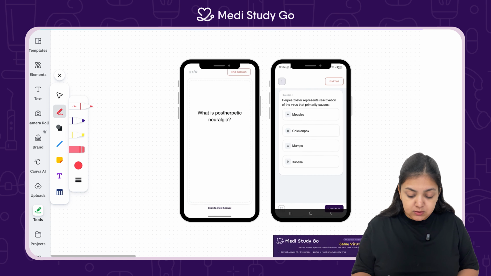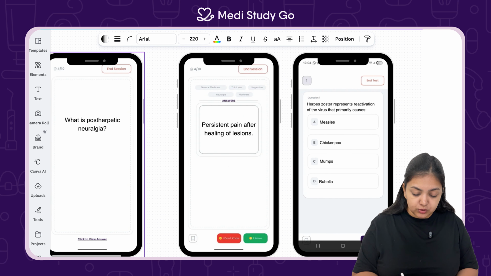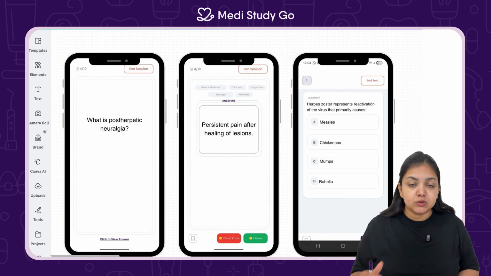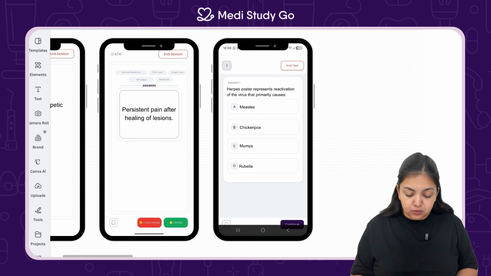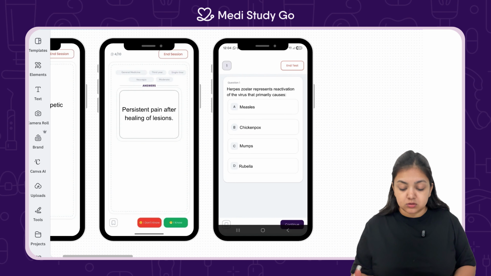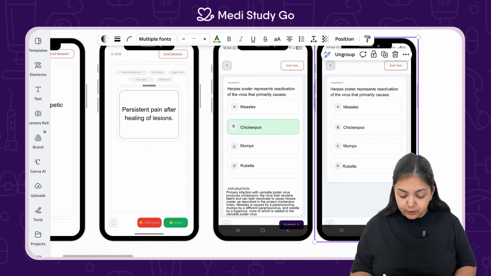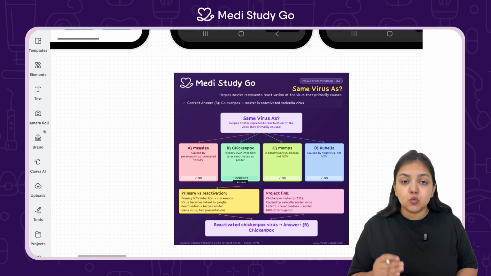For example, what is postherpetic neuralgia? If you solve this flashcard, just flip it over. You can view the answer very easily. That it is persistent pain after the healing of lesions, which is the third stage of herpes zoster infection. If you solve an MCQ, herpes zoster represents reactivation of the virus, which primarily causes what? So primarily it causes chickenpox. If you flip it over, you can visualize the answer along with a detailed explanation as to which option is the answer and why the other options have been rejected.